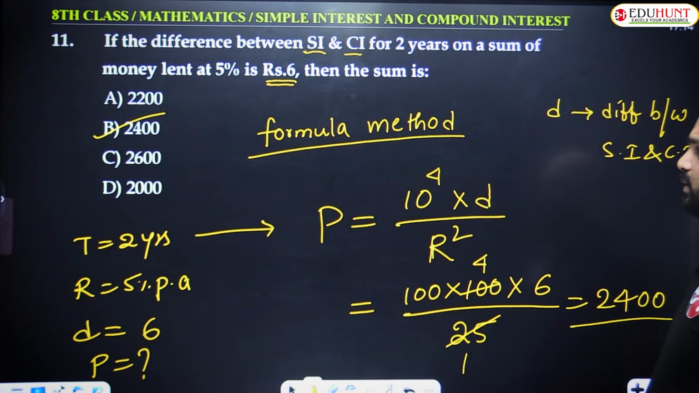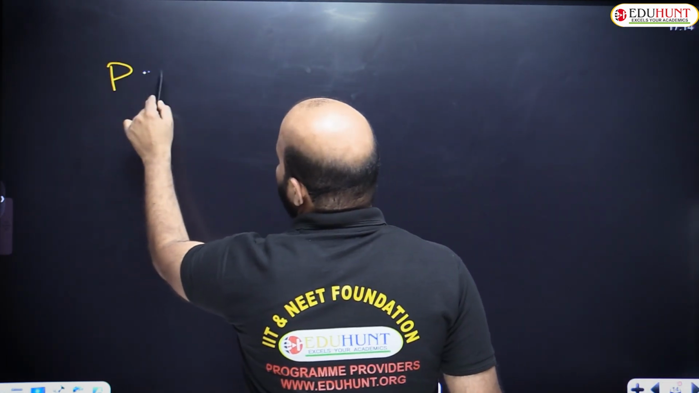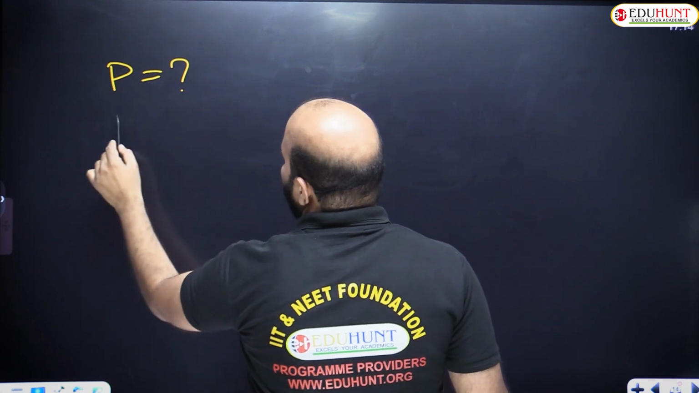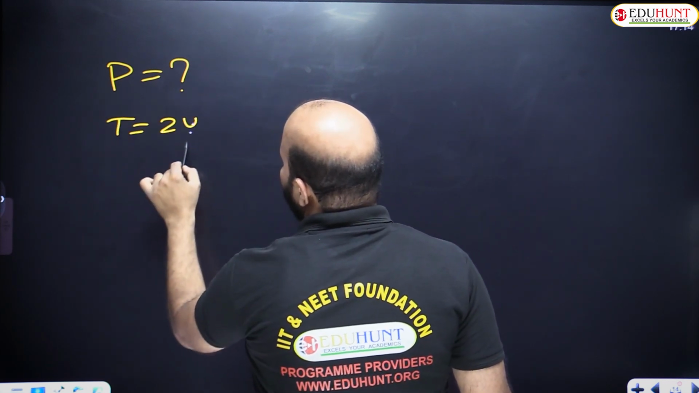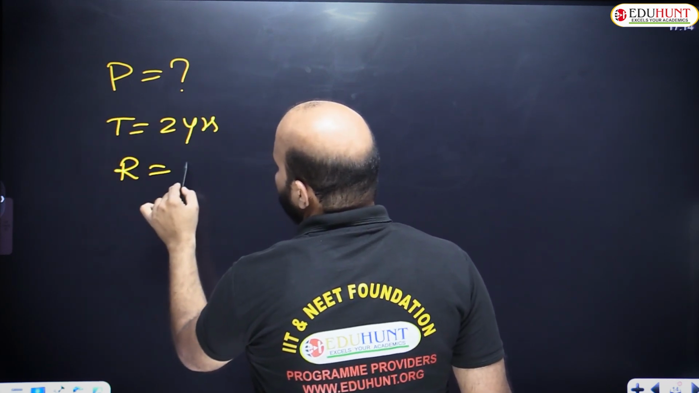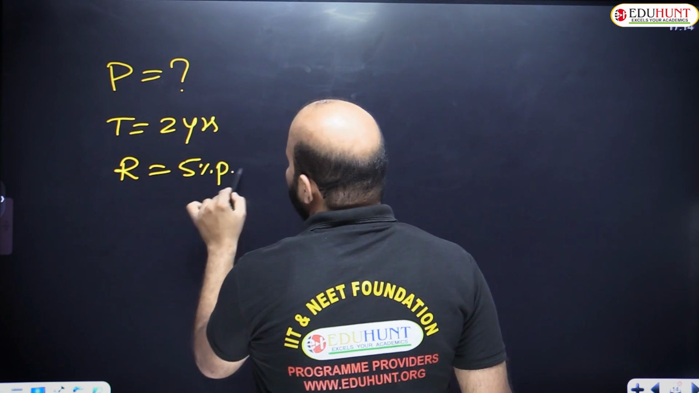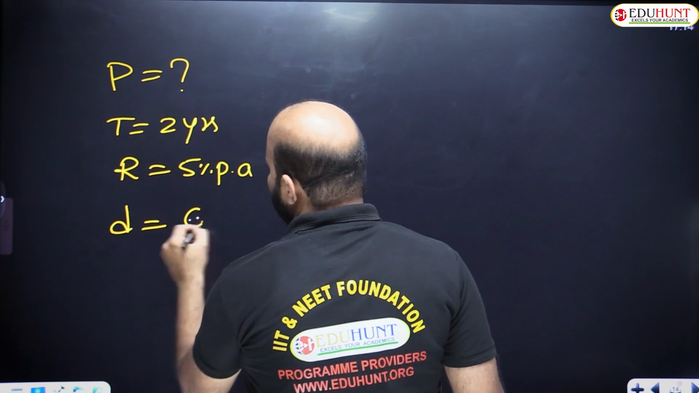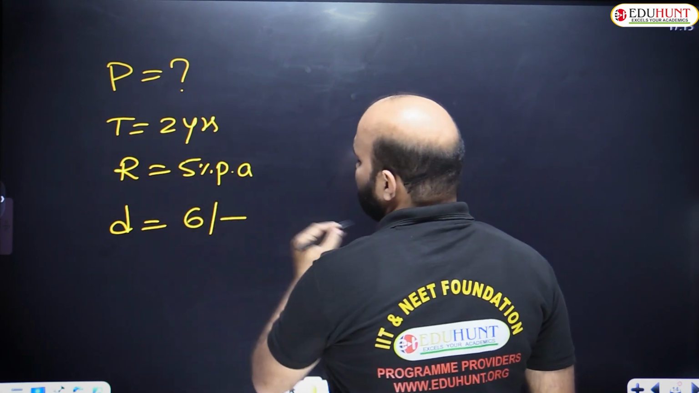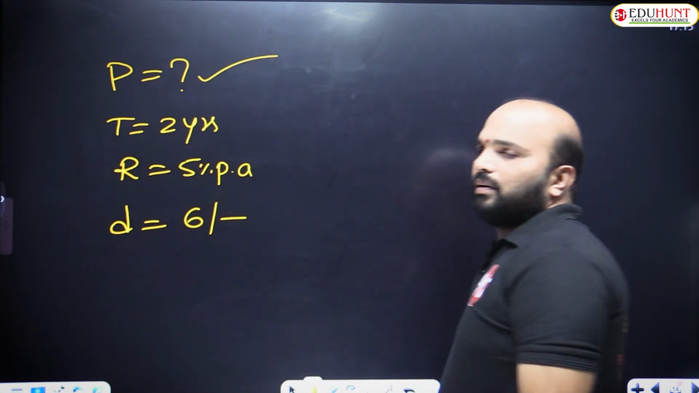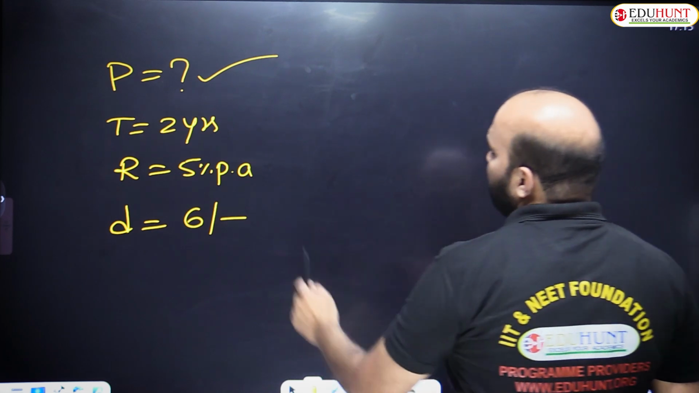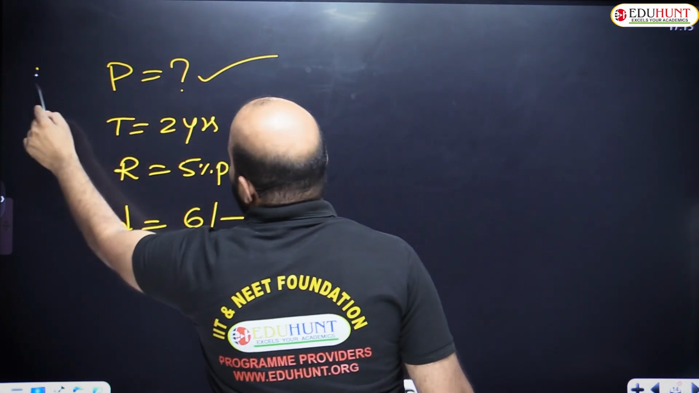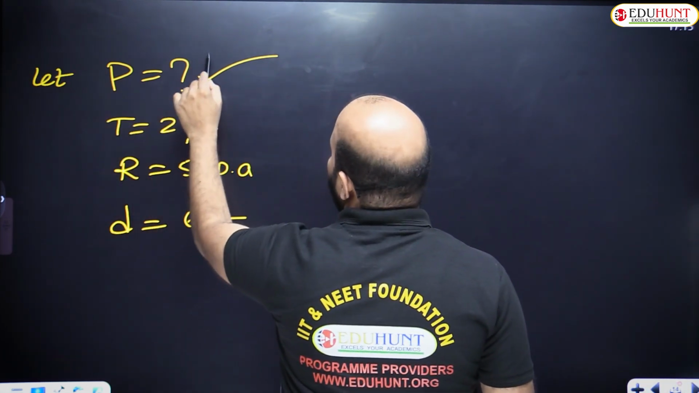But what is a shortcut method? So clearly we need to understand, in that question you don't know principal, that will be asked at the end, and rate, time, how much given? 2 years given, rate of interest 5% per annum, and also given difference between simple and compound interest, 6 rupees given. But what am I asking? Principal. Am I clear? So clearly we need to understand, you don't know principal, let us consider 100 rupees.